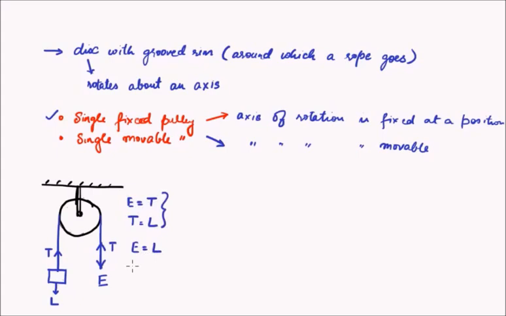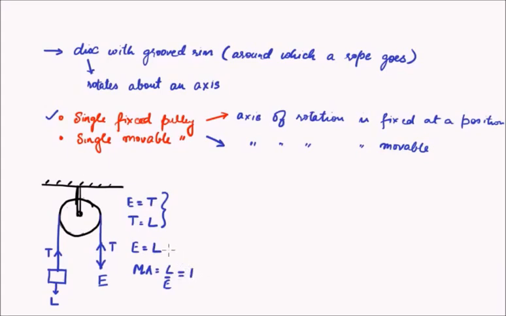So what is happening is just that the direction of the applied force is changing. There is no gain or loss of effort. Now if we see the definition of mechanical advantage, we know it is load by effort. So for this case, since effort and load are the same, mechanical advantage turns out to be 1 or 100%.